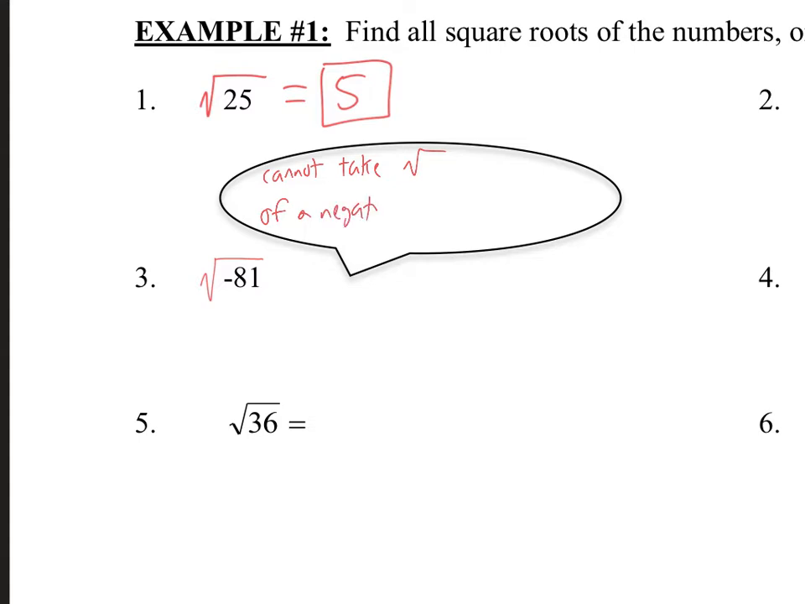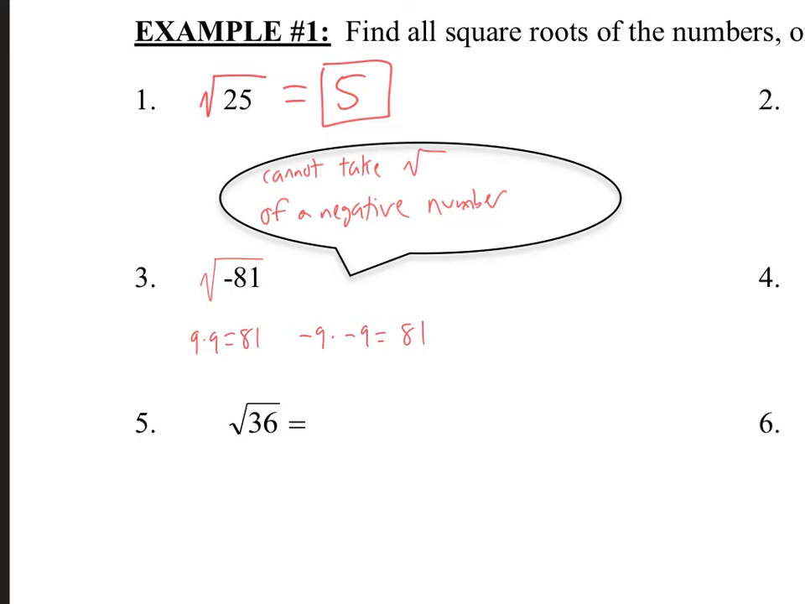It's saying what number times itself is going to give you negative 81. Well, it looks like we know 9 times 9 equals 81, but also negative 9 times negative 9 equals positive 81. So there is no way we can multiply the same number times itself to end up with a negative under a radical.